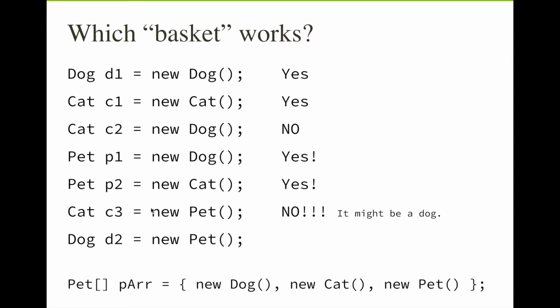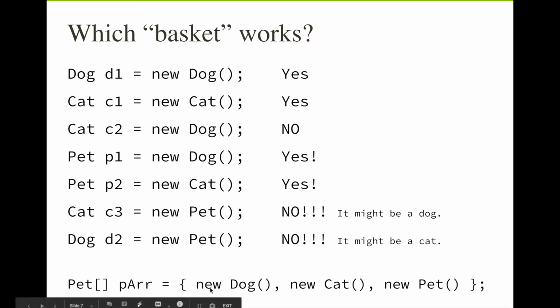You look at the identifier. What are you putting into it? So can I put a pet into a dog basket? No. Now look down here. I got a new dog, a new cat, and a new pet. I got my shorthand initialization for an array, and I'm creating an array of pets. This is my pet array. What can I put into pet baskets?